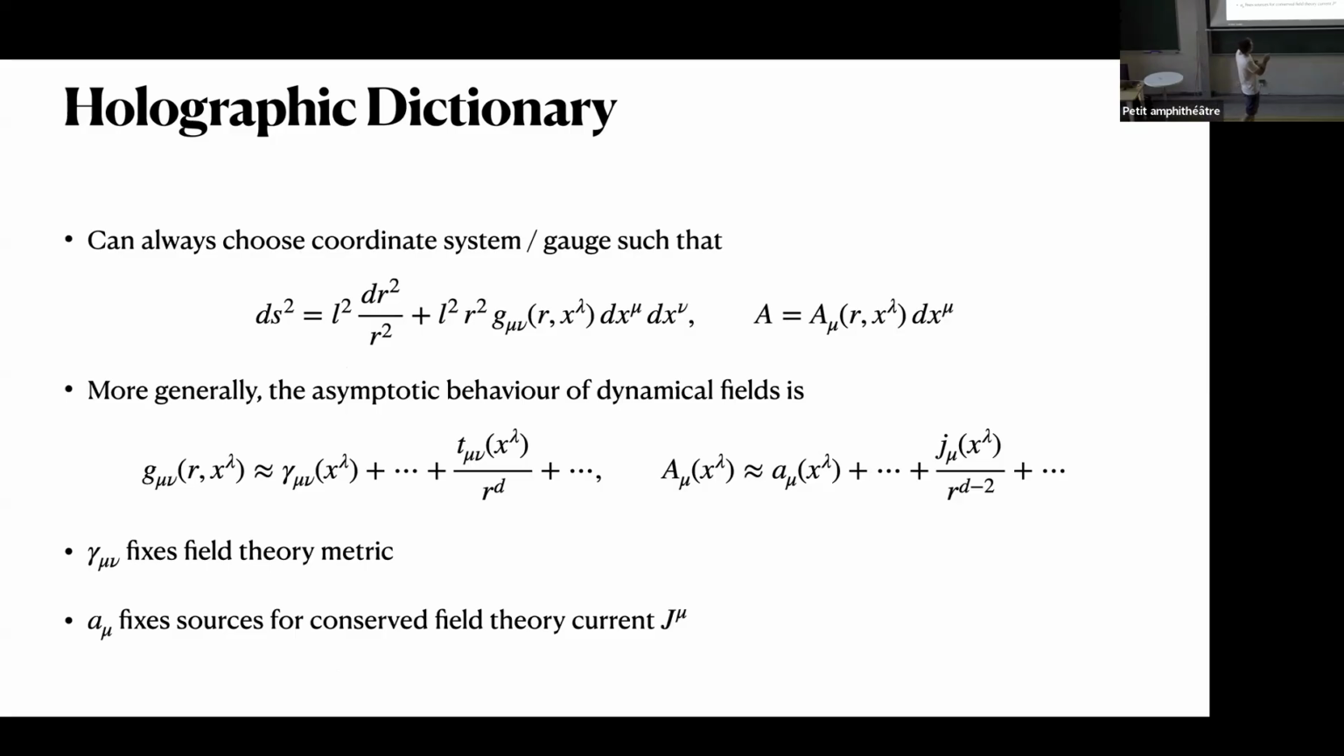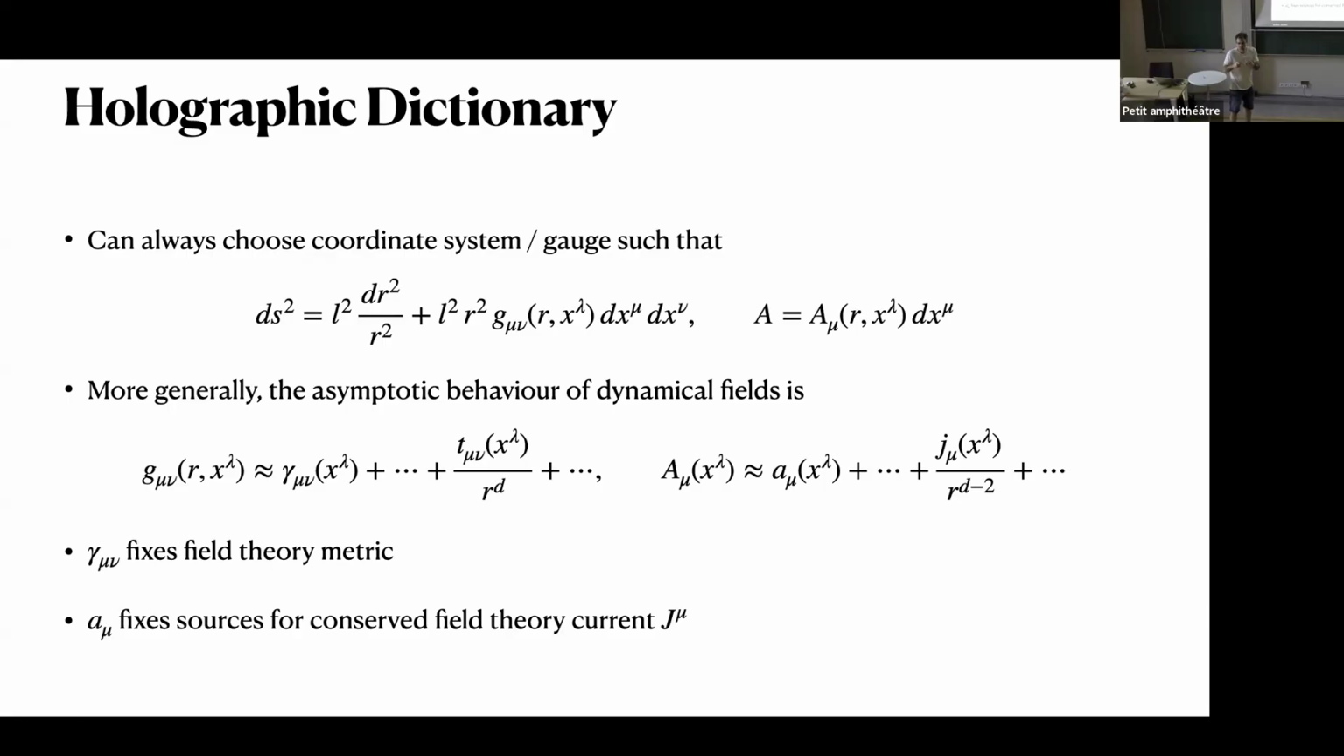For the vacuum, I only had, you know, eta mu nu here, the Minkowski metric, but more generally, I can have something more general that will depend both on the radial direction and the field theory directions. Asymptotically close to the boundary, this metric, this G mu nu, will have to go like a constant metric, independent of R, plus some power that falls like 1 over R to the power D. Now, this I have to fix by hand. This will be the metric on which the field theory lives.